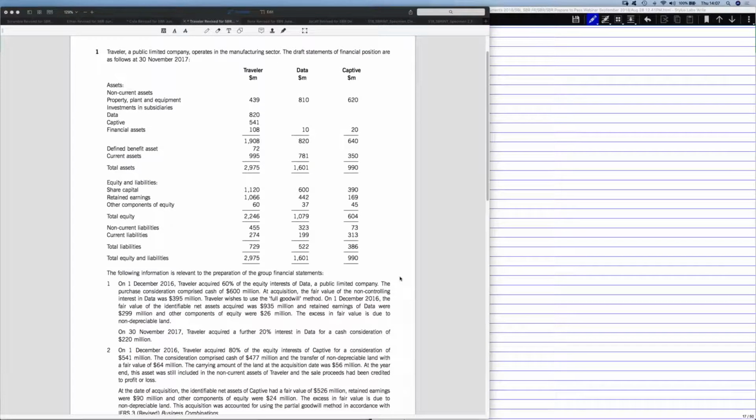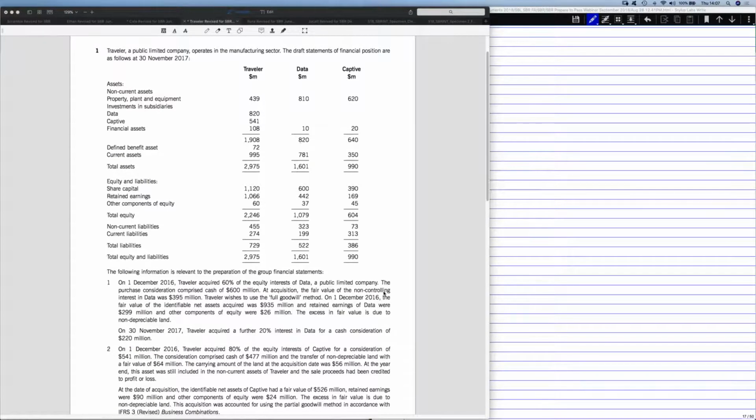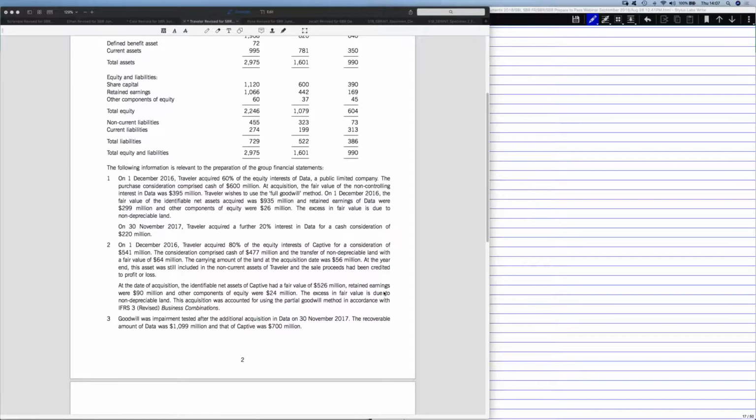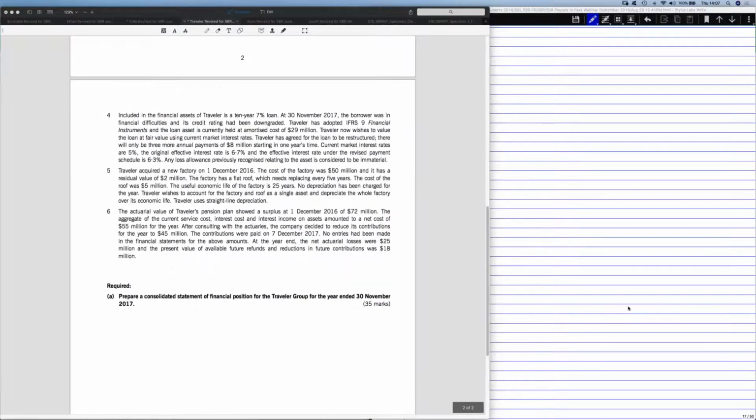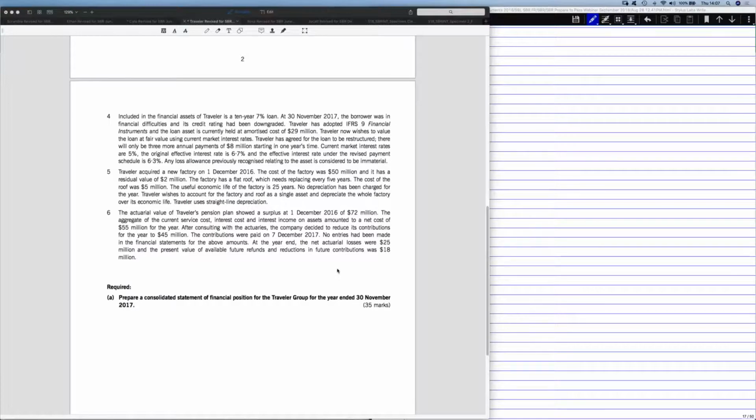Now, let me explain, please. This is the consolidation question from the P2 exam from December 2011. That's quite a few years ago. And I'm going to take you to the requirements for this question, which is a classic P2 question. It is a requirement to prepare a consolidated statement of financial position for the Traveller Group for the year ended the 30th of November 2017. I brought this up to date, so I've amended the dates. Now, my question to you, everybody, is this. Will you see a question like this in your SBR exam a week today? What's your answer to that, please? Will you see a question like this?